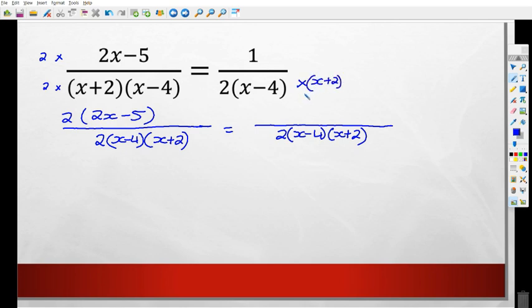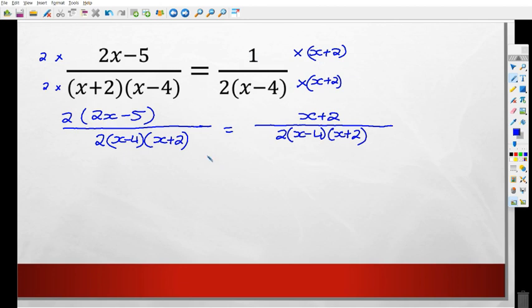Otherwise, clean your glasses, blink your eyes a little bit. I'm missing an x plus 2. So I'm going to multiply by x plus 2 at the bottom, and I need to multiply by x plus 2 at the top. What is 1 times x plus 2? It's x plus 2. Fantastic.